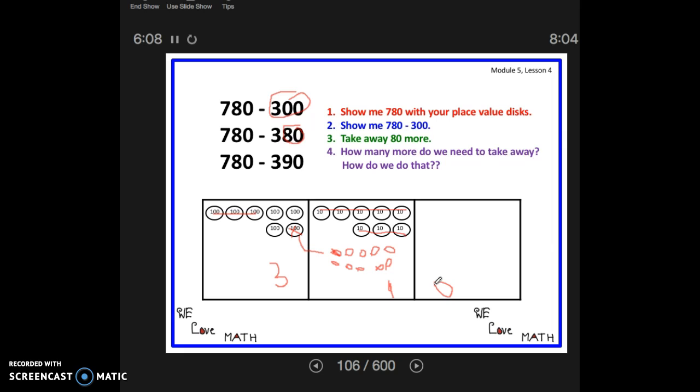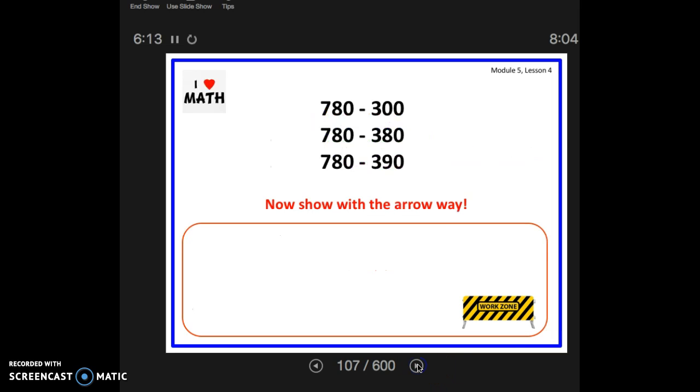Today we're really going to just practice the arrow way because that's what we're going to be doing in our problem set. So it's your turn now, okay? I want you to look at 780 minus 300. Let's do this one first, okay? 780, and we're going to subtract 300.